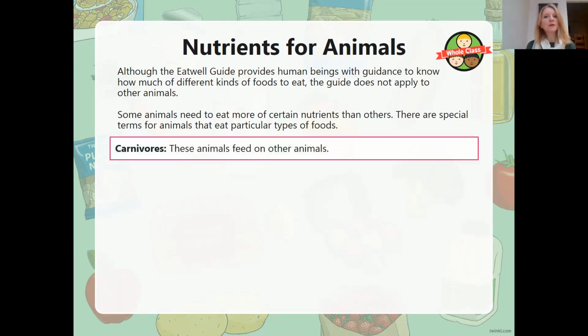So some animals we can call carnivores. Now, carnivores eat other animals. They feed on other animals. Maybe you can just have a moment to think about what sort of animal might be a carnivore.